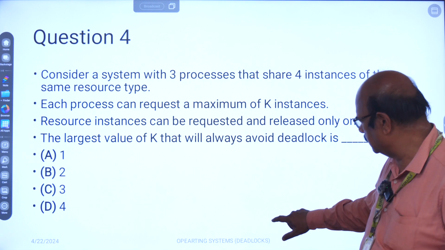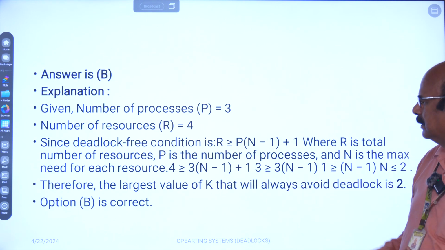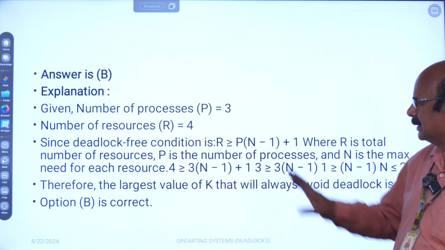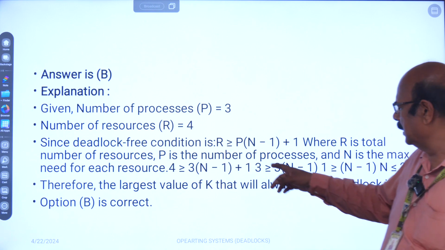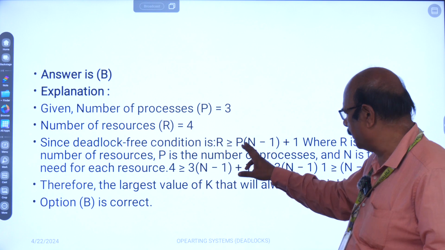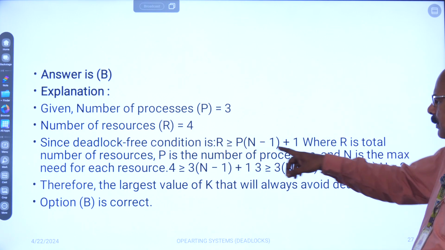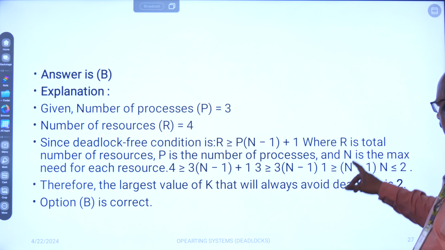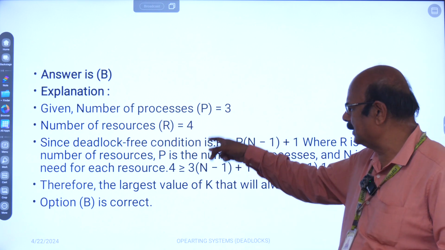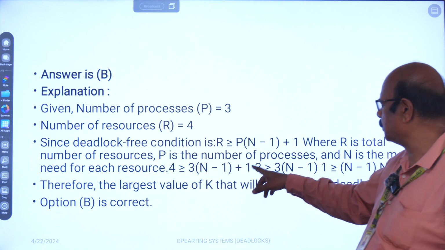So coming to that, let us see about that one. Here in the explanation, the number of processes P is equal to 3, and the number of resources is 4. So what is the deadlock-free condition mentioned here? The resources R should be greater than or equal to P into (N minus 1) plus 1, where R is the number of resources, P is the number of processes and N is the maximum need for the resource. Whenever we apply the given values, what we get is 4 is greater than or equal to 3 into (n minus 1) plus 1.